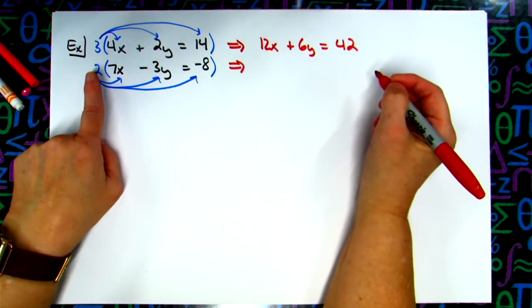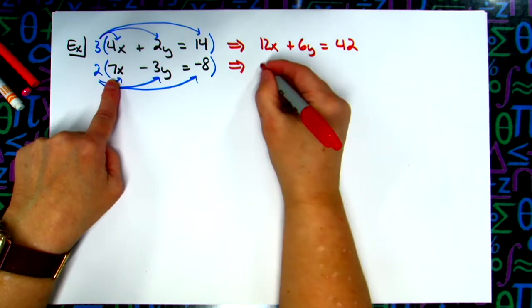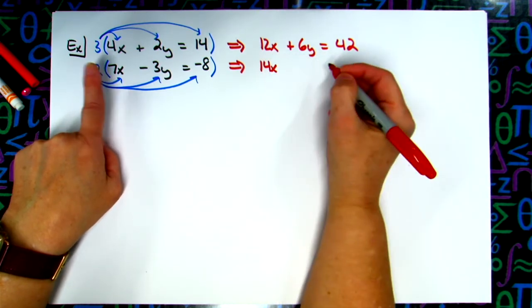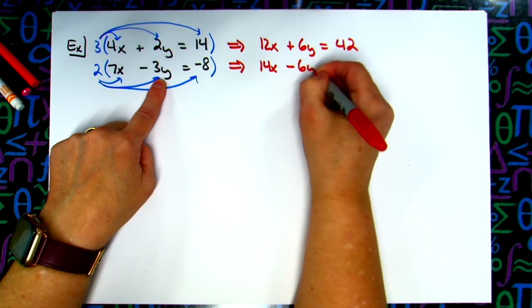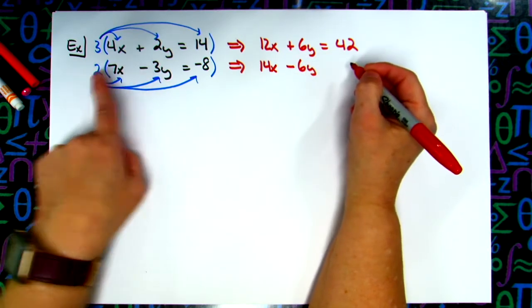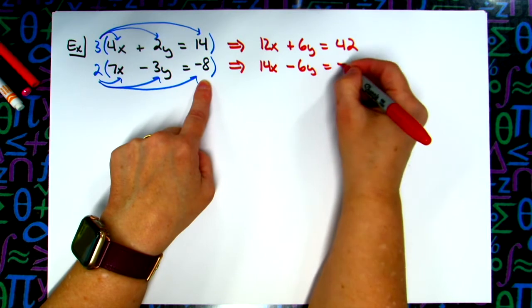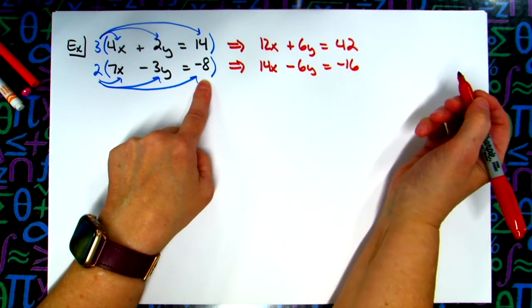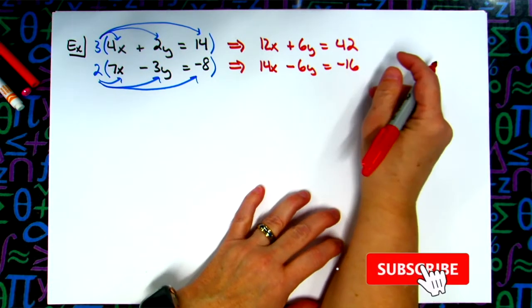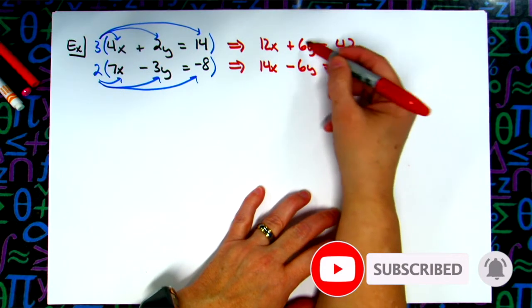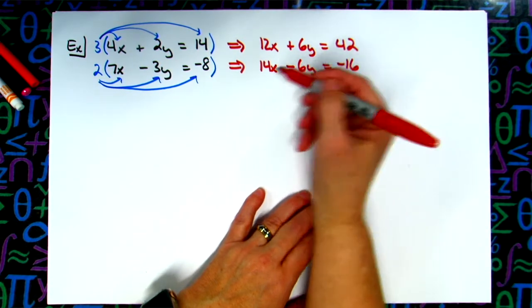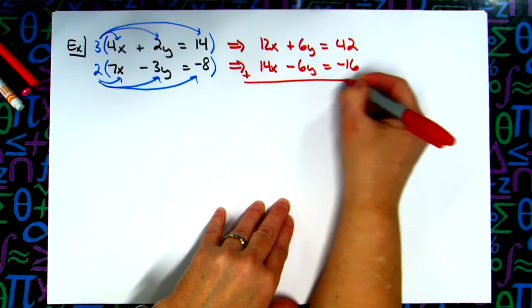Now I'm going to do the bottom one. 2 times 7 is 14x. 2 times -3 is -6y. 2 times -8 is -16. So you've changed the problem. Now I've got terms that are going to fall out, so I'm now ready to add.